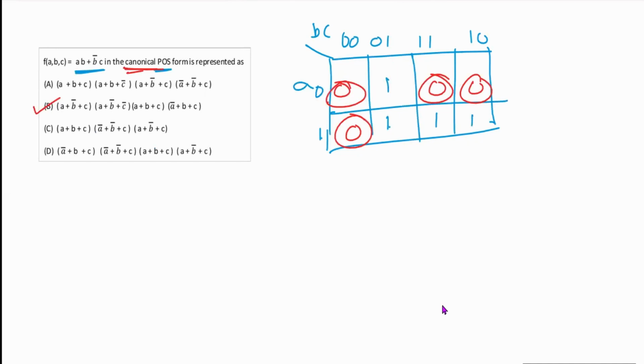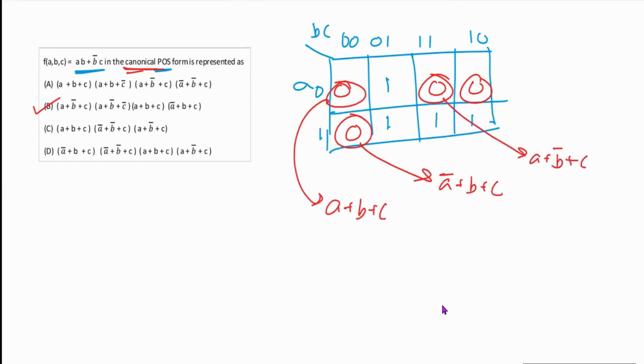Okay, so for this one, this is A plus B plus C. For this one, this is A bar plus B plus C. For this one, this is A plus B bar plus C bar. For this one, this is A plus B bar plus C. Okay, so that is there in option number B only.